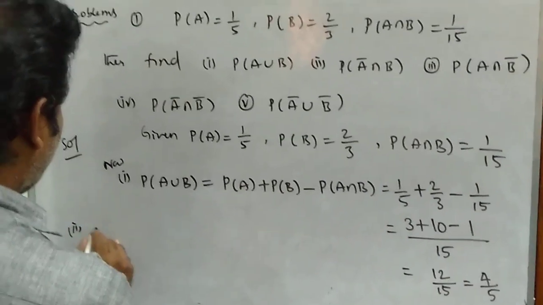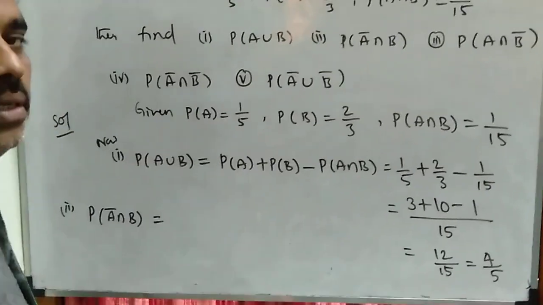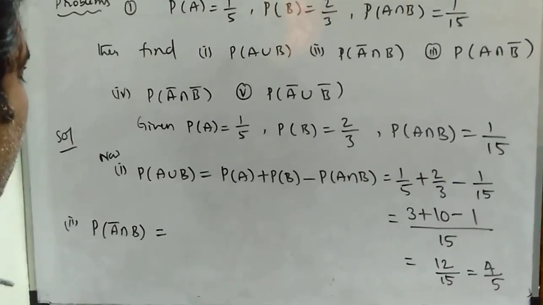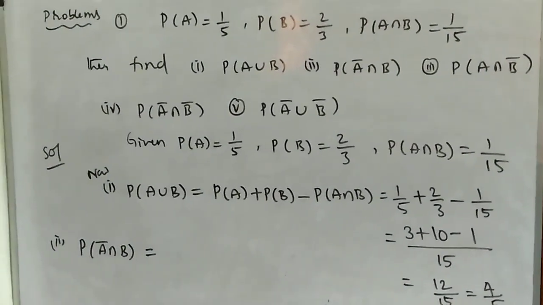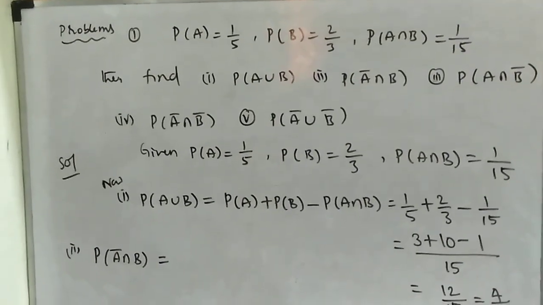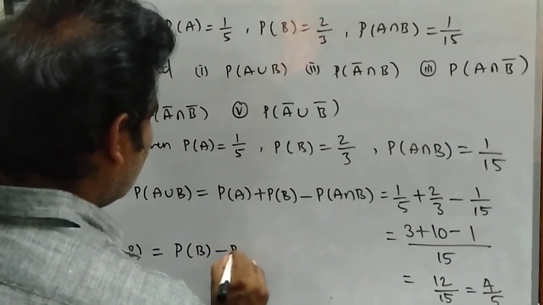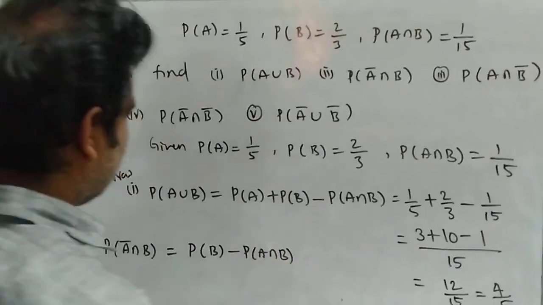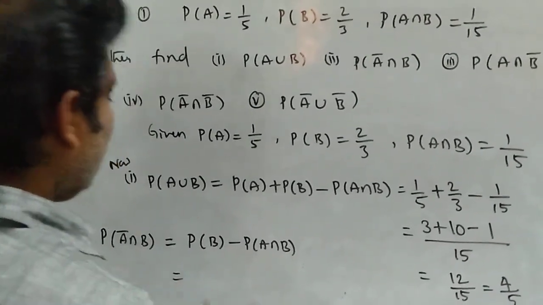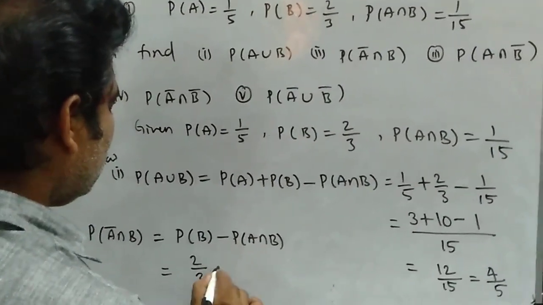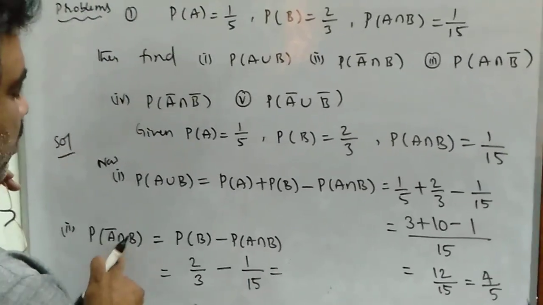And again, coming to the second problem, P of A bar intersection B. So P of A bar intersection B, already we have proved the theorem. This is P of A bar intersection B is P of B minus P of A intersection B. I think it is the fourth theorem or something. So what is P of B here? 2 by 3. P of A intersection B is given as 1 by 15.